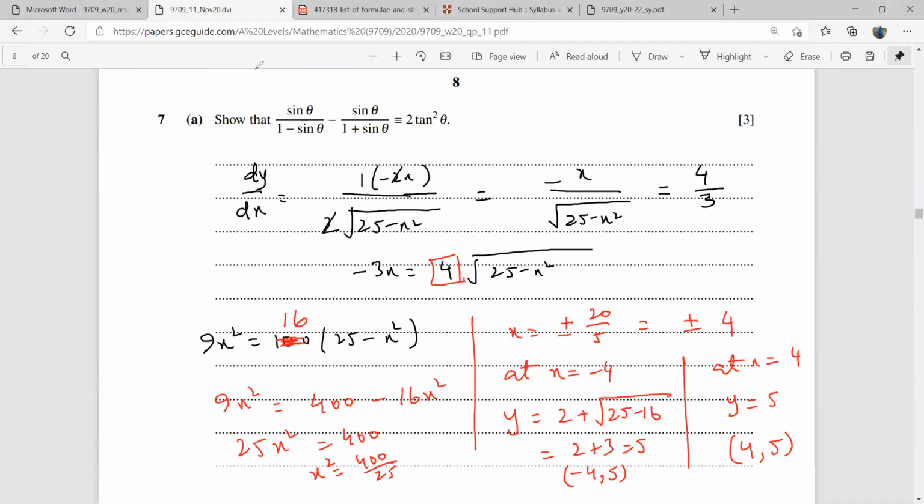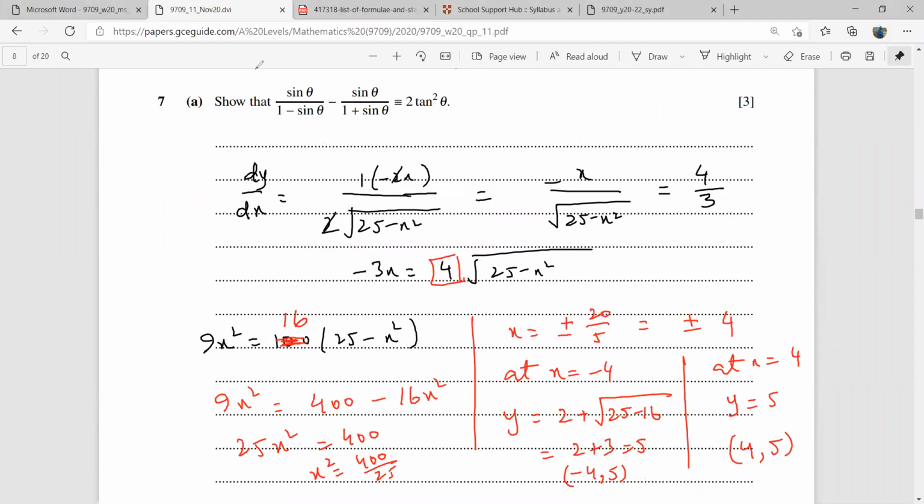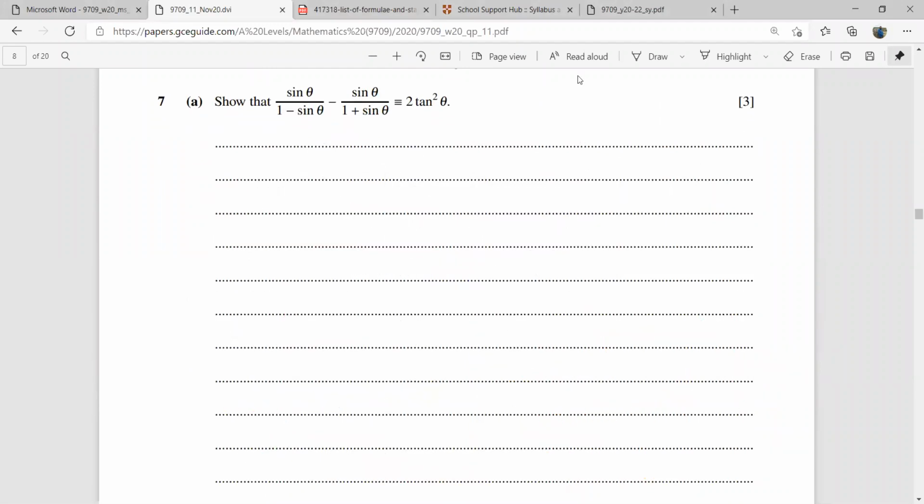Okay, question number 7. Again, we can't have any easier question than this. Quite clearly, you don't have to waste any time on thinking how to prove this identity. Just start by writing left hand side. You have to start by taking the LCMs.